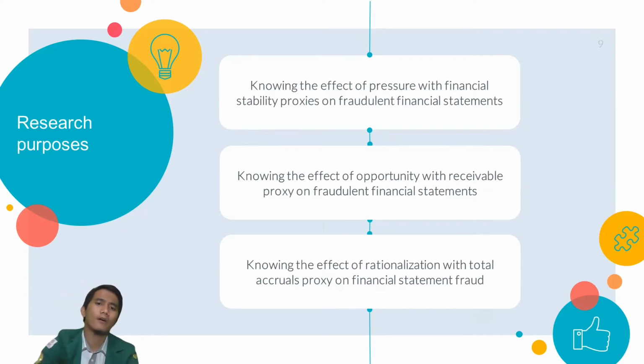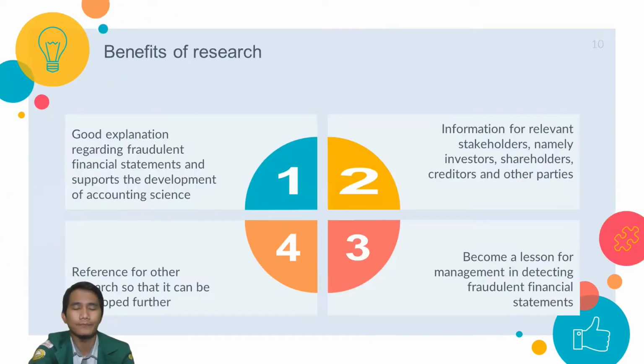And my research objectives are: first, knowing the effect of pressure with the financial stability proxy on fraudulent financial statements; second, knowing the effect of opportunity with the receivable proxy on fraudulent financial statements; and third, knowing the effect of rationalization with the total accrual proxy on financial statement fraud.